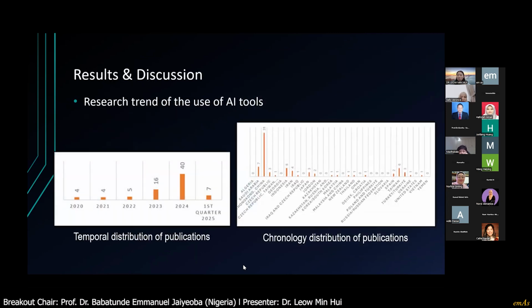So here come the results. Look at the first figure on your left. Between 2020 and 2022, the research output in AI-driven self-directed ESL, EFL learning was modest, averaging only 4 studies a year. But starting from 2023, the number jumped to 16, and by 2024, it rose to 40.